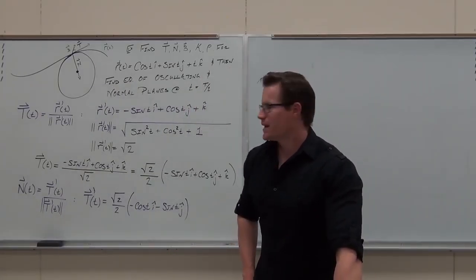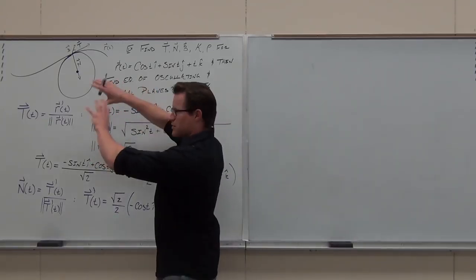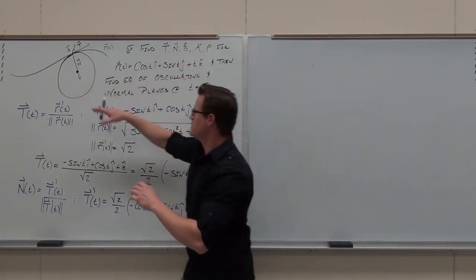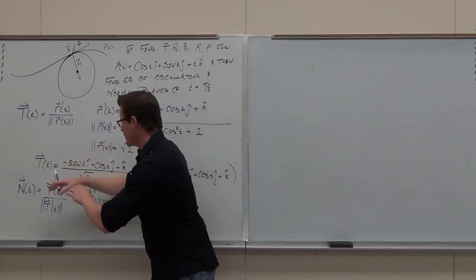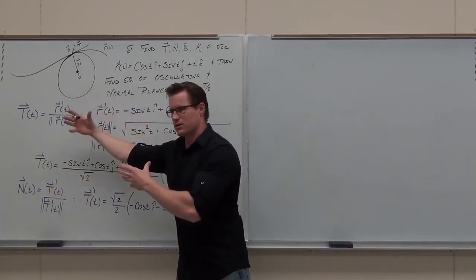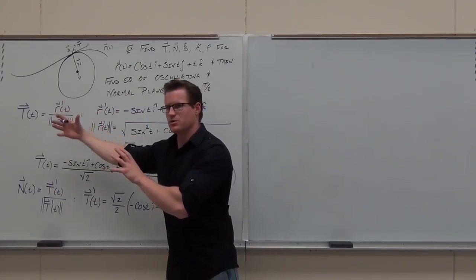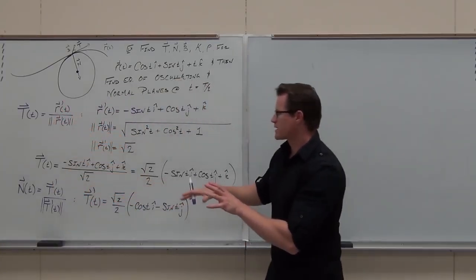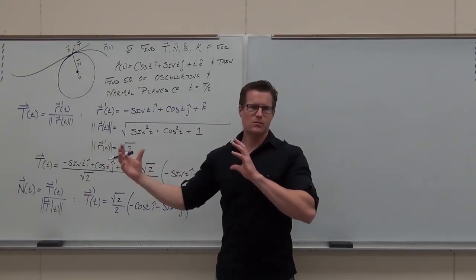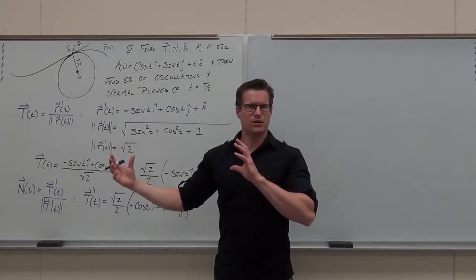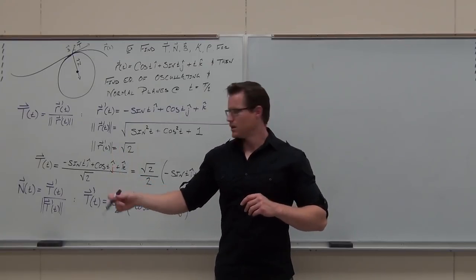Okay, everyone in class, right now, here's the whole recap. To find T, you need derivative over magnitude. We start with the vector function. To find N, we need derivative over magnitude. We use the unit tangent function. So what's our next step here? We've already found the derivative of the unit tangent. What's the next thing? Magnitude.